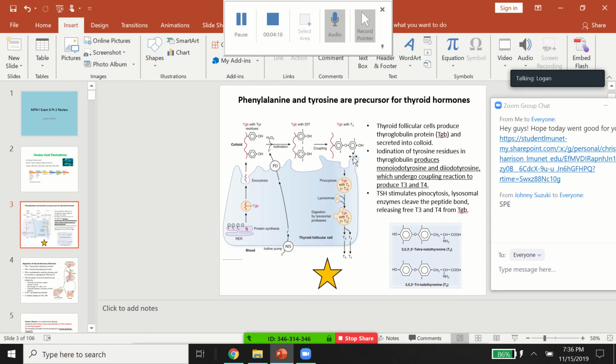After that's made, it's taken outside of the cell, and a lot of this stuff gets recycled. This TGB, you don't really run out of, because you keep getting it recycled back into the colloid over and over again. Some of the T3, T4, DITs and MITs are also recycled. But for the most part, you're getting these T3s and T4s secreted outside of this follicular cell. So that's basically the whole process summed up. I do like this picture here. I feel like it sums it up pretty well for you.